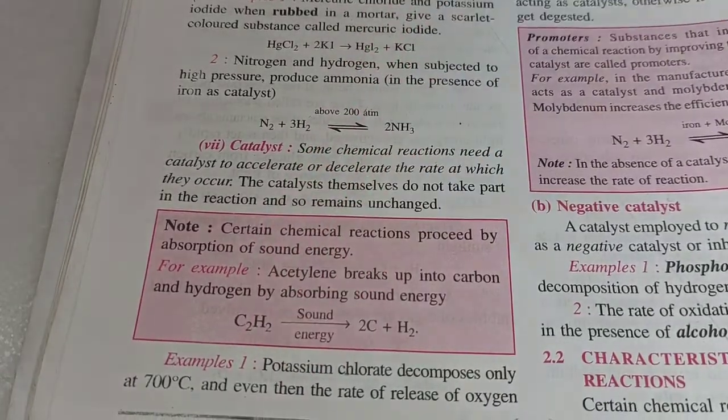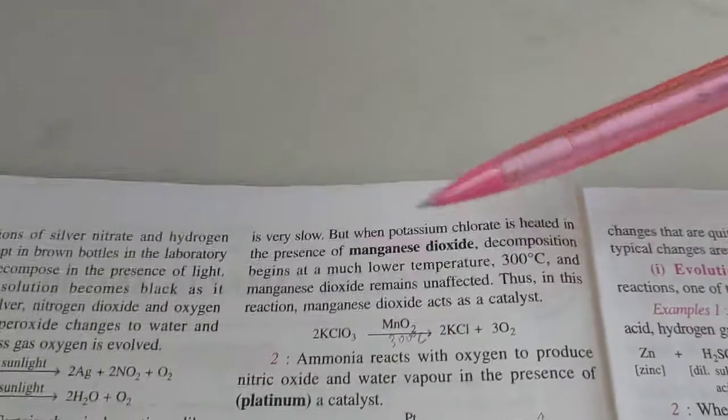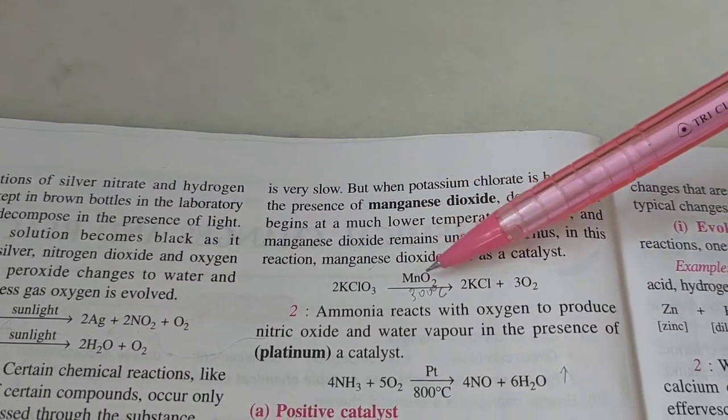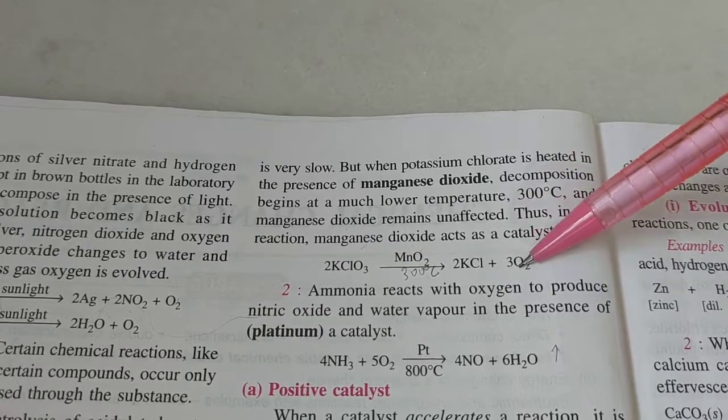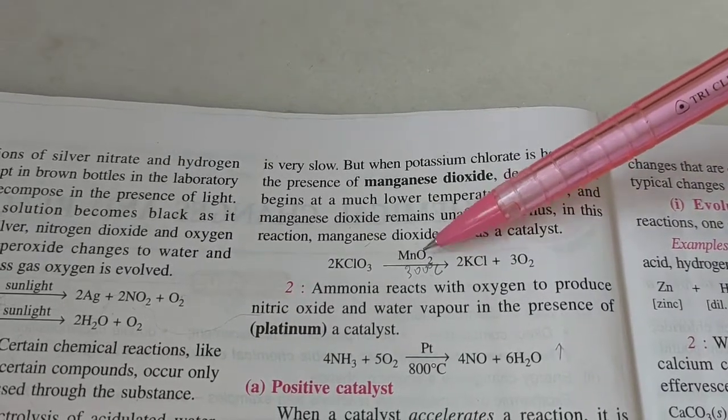Example number 1 of a catalytic reaction is potassium chlorate, in the presence of manganese dioxide at 300 degrees Celsius, splits into potassium chloride plus oxygen. The catalyst remains as it is at the end. It doesn't get affected.